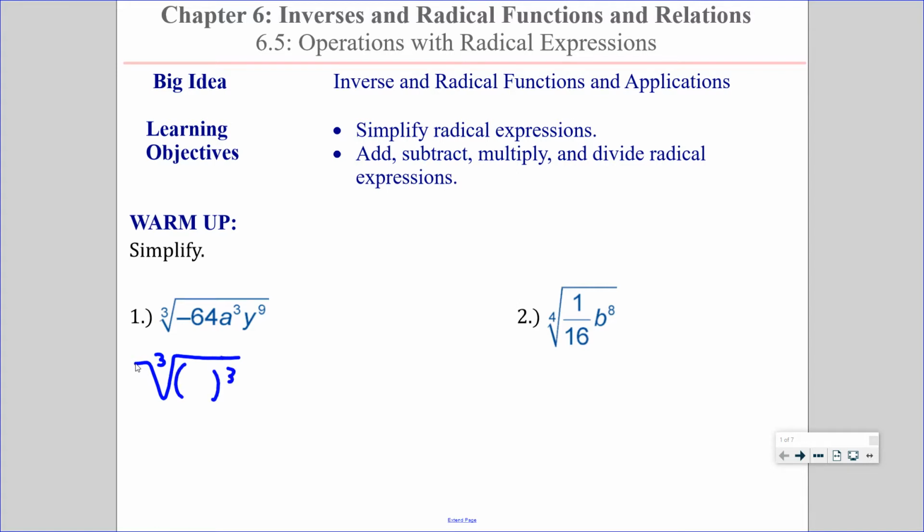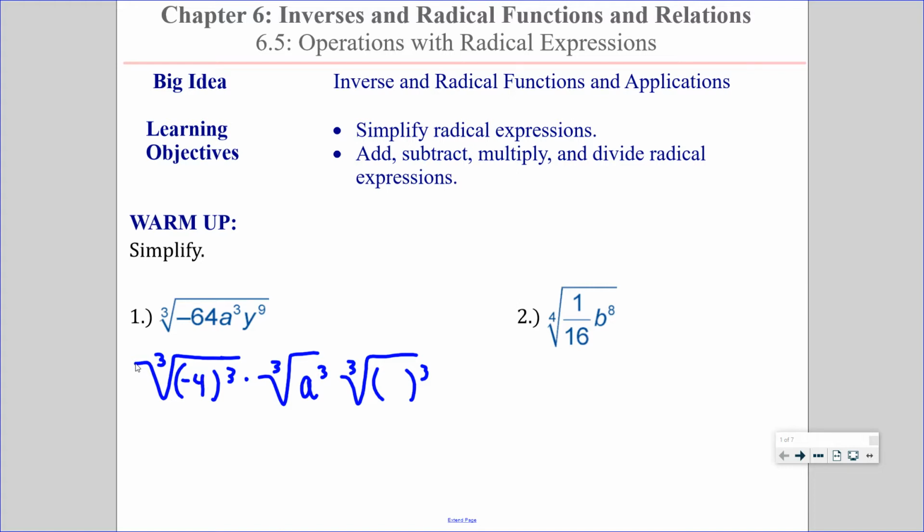As soon as I start breaking up this first one, that's a perfect cube. Do I even need to worry about absolute values in my final answer? No, because it's odd. Good. Now, a is already written as a perfect cube. How could I write negative 64? What's cubed? Negative 4.